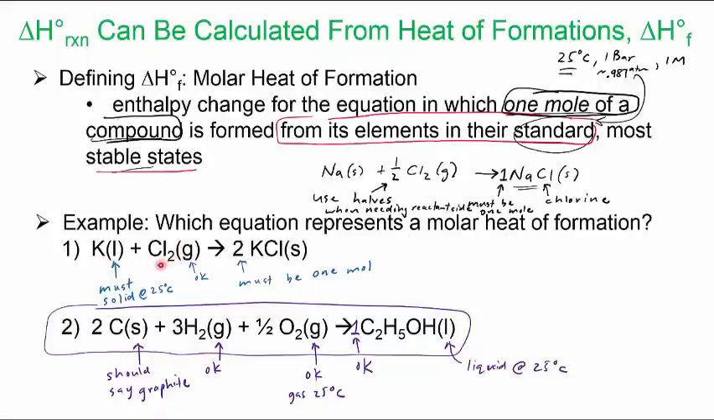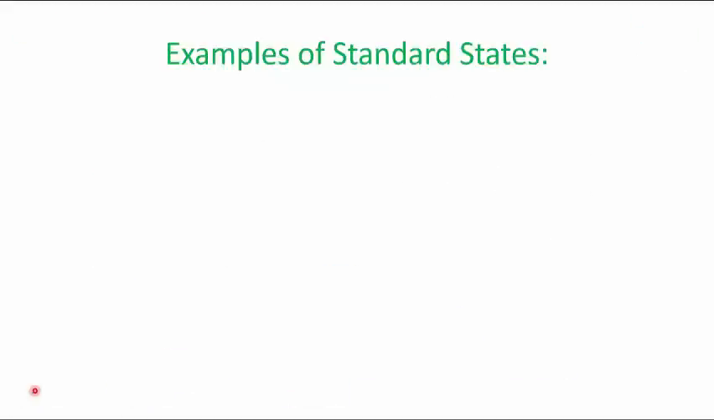And how do I know that there's supposed to be two of these and not one? So there's a few things to know about what standard state means, like what these most stable standard states are. There's a few things that you may not know that I'm going to cover on this next slide. So some standard states that you should know are the following.